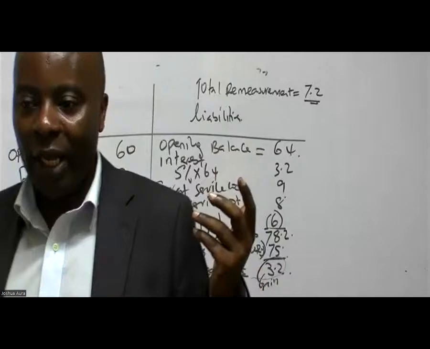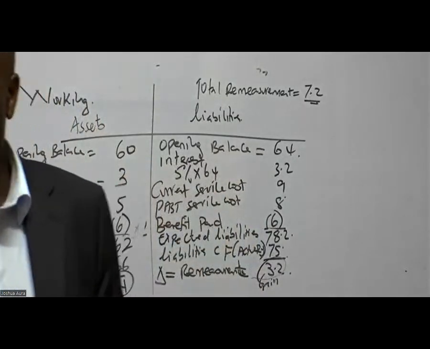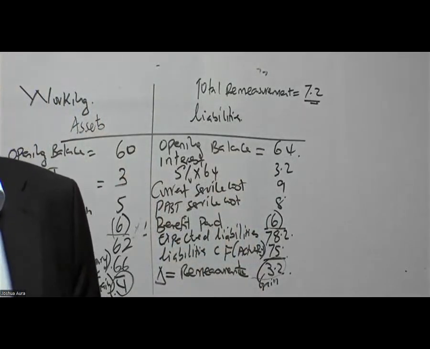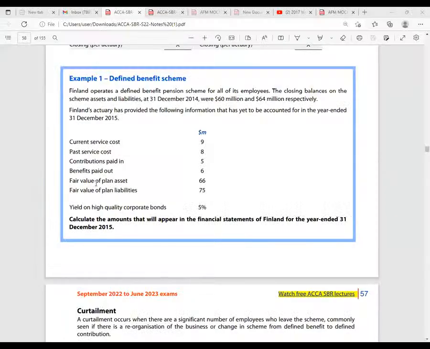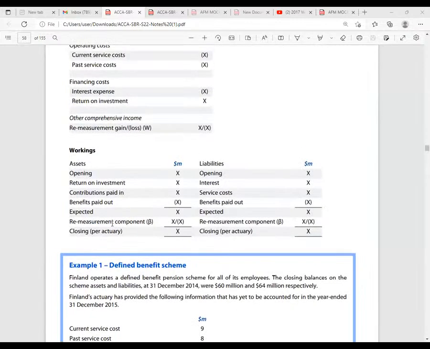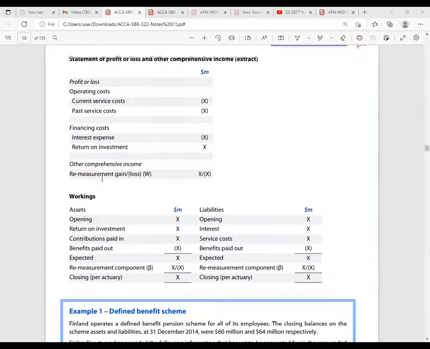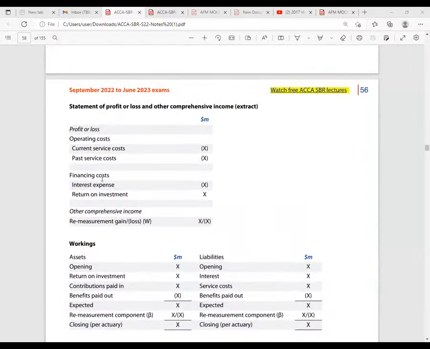This is just better working. Right? So now you need to come here. Ladies and gentlemen, you need to come here and really look at this. Calculate the amounts that will appear in the financial statements for the year, or they just wanted us to calculate. But whenever they want us to show extracts, ladies and gentlemen, this is how you show your extracts here. For example, the statement of profit or loss and other comprehensive income extract.